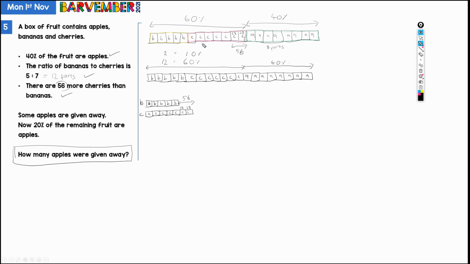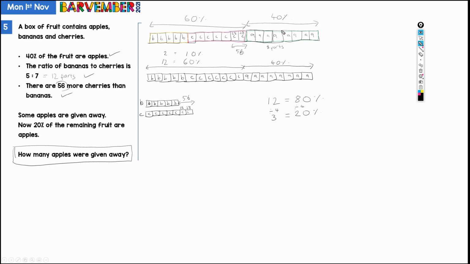Okay, so in the new situation, the 12 portions of bananas and cherries now equals 80%. So 12 now equals 80%. Okay. So if 12 equals 80%, then what is going to equal 20%, which is what the remaining apples are going to be? Well, 80 divided by 4 gives us 20. So I'm going to divide my 12 by 4 to give me 3. So 3 blocks is going to equal 20%. So at the end, I'm going to be left with these three blocks of apples.